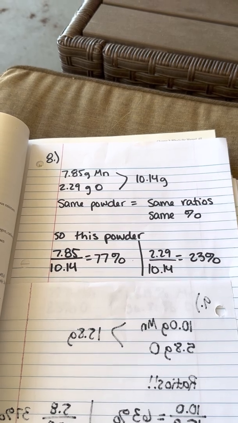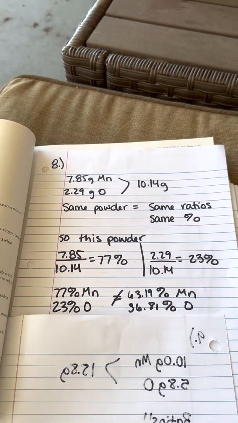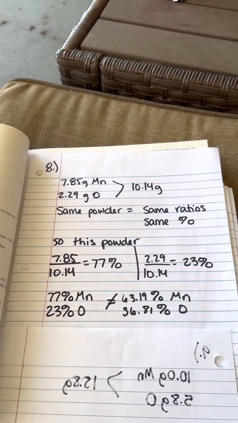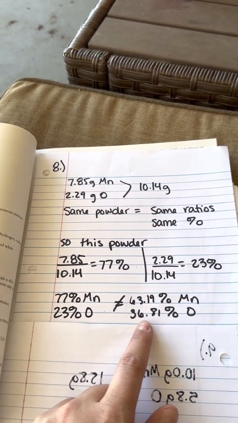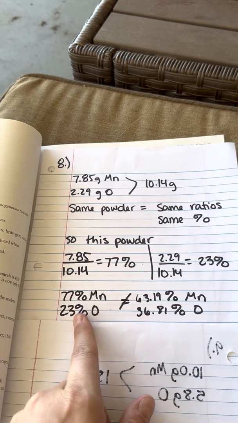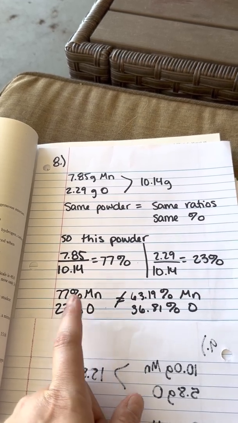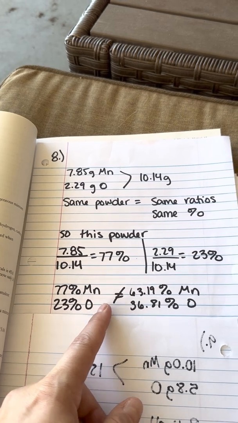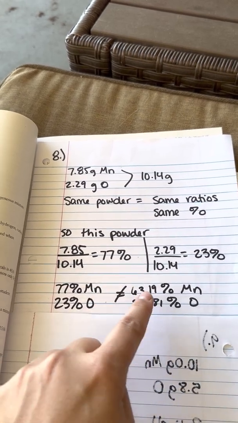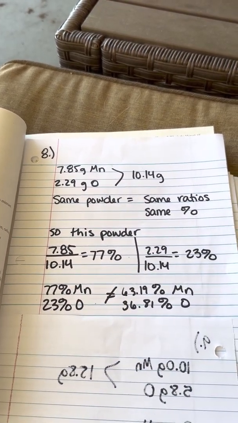Is that the same as what we got? No. Our other powder from powder 7 was 63% and 36%. That is not the same. This substance is a different gas. It's got a different amount of manganese to a different amount of oxygen. There are different ratios here. So it's not just MnO.